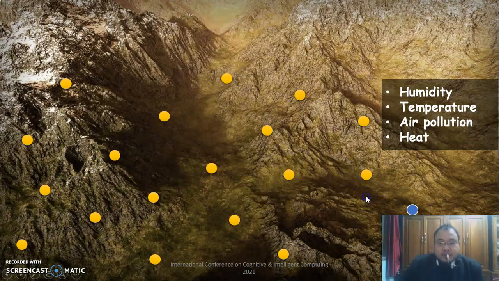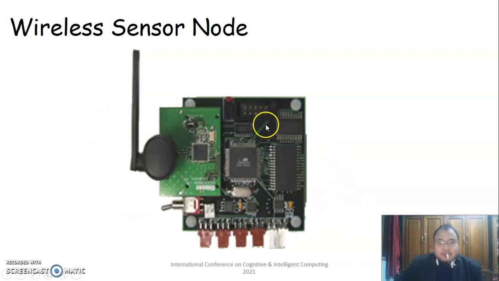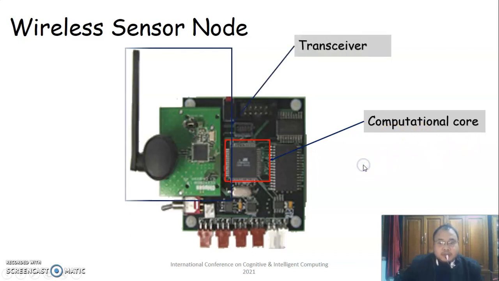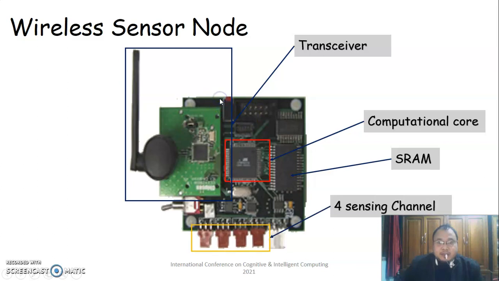Each wireless sensor node will have a processor or a microcontroller, which is the computational core. Then we have the transceiver in order to send and receive data or packets, and we have the memory, that is the SRAM, and we have the sensors and a battery to power up the wireless sensor node.